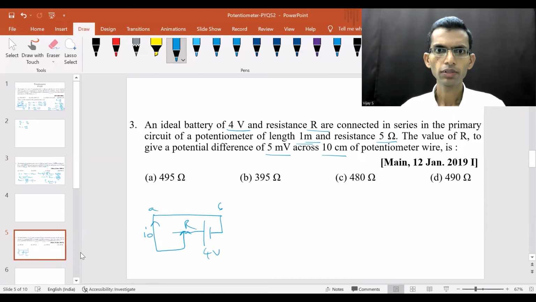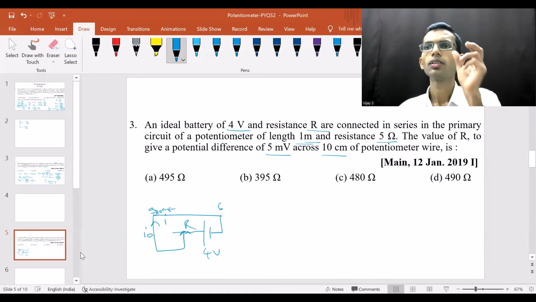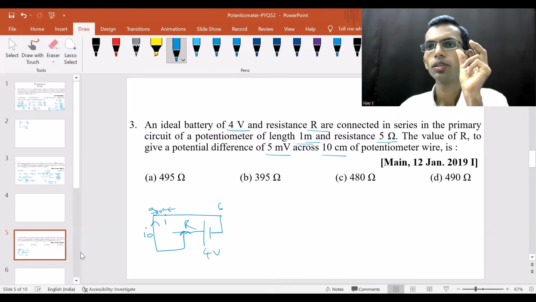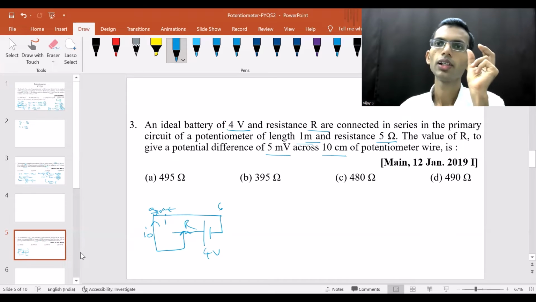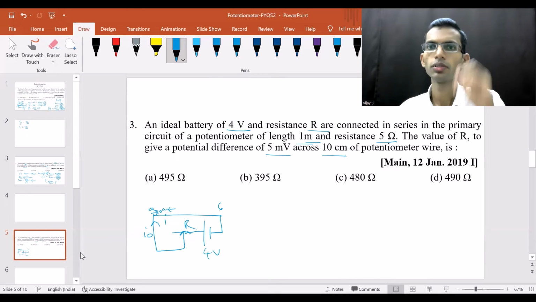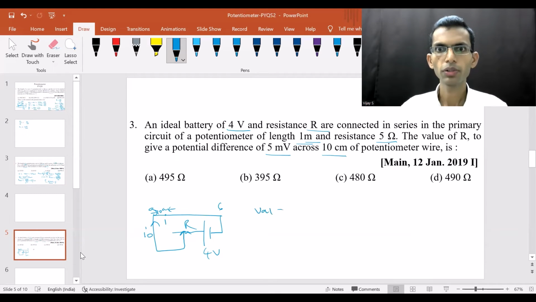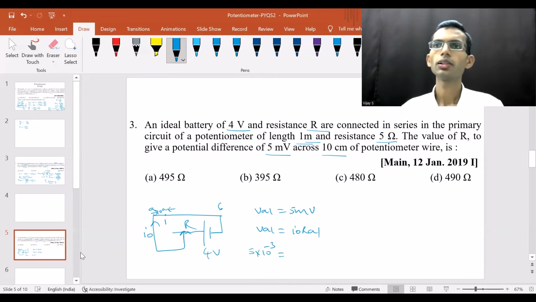Let us say point 1 is at a distance of 10 centimeter from junction A. He gave potential difference across 10 centimeters as 5 millivolts. That means potential difference across A and 1 is also going to be 5 millivolts. So VA1 is equal to 5 millivolts. But what is VA1 from Ohm's law? I naught into RA1. So VA1 is 5 into 10 power minus 3, I naught, current in the primary circuit.